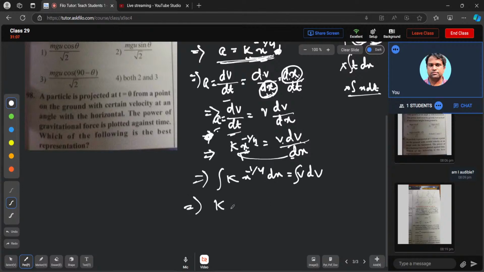So what you are getting is k, this right side is v square by 2, right? And this one, what you are getting is k to the power minus 1 by 4 plus 1, that is 3 by 4, divided by 3 by 4.